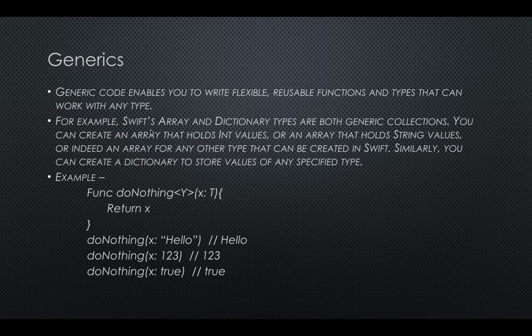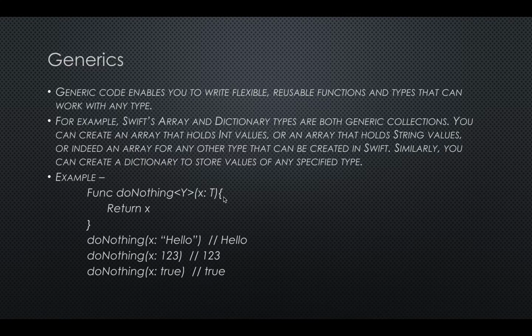So that's what we have written. You can create an array that holds int values, or an array that holds string values, or indeed an array for any other types that can be created in Swift. Similarly, you can create a dictionary to store values of any specified data types. This is what we have over here. So doNothing is a function. This is how you define generic in this kind of structure.